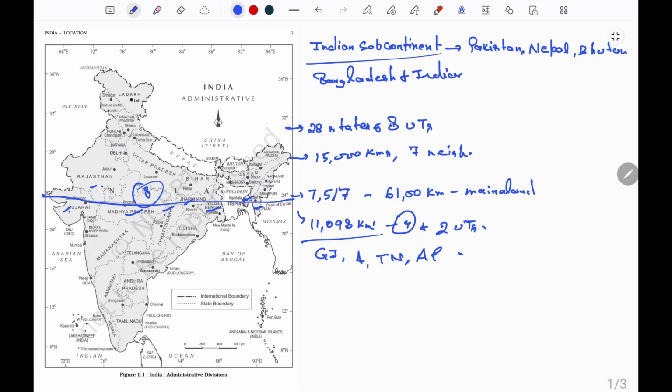Now, UPSC has been asking questions on this political map and the neighbors of India. So, give 5 to 10 minutes and spend this time on the map and observe it carefully to answer these questions.